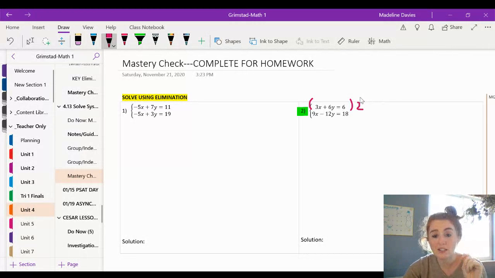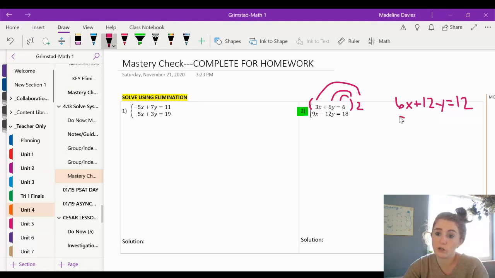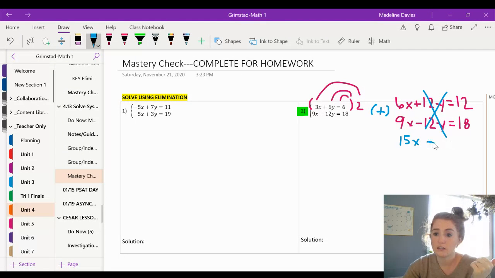Okay, so now I have to distribute because we're multiplying. 2 gets multiplied by everything in here. We do 2 times 3, which is 6x plus 12y equals 12. And then I can just rewrite the other equation. So below it, I can write 9x minus 12y equals 18. And then everything gets added together. 6 plus 9, gotta use my fingers, 9, 10, 11, 12, 13, 14, 15. So 15x, and then the 12s eliminate, equals 18 plus 12, which is 30.